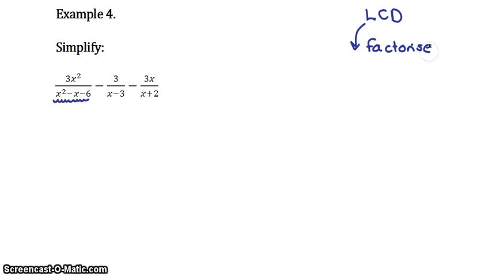So as soon as I see this particular example, I realize that x minus 3 is as factorized as it could be, and x plus 2 is as factorized as it could be, but x squared minus x minus 6 could definitely be factorized. So I'm going to factorize that denominator before I build my lowest common denominator.